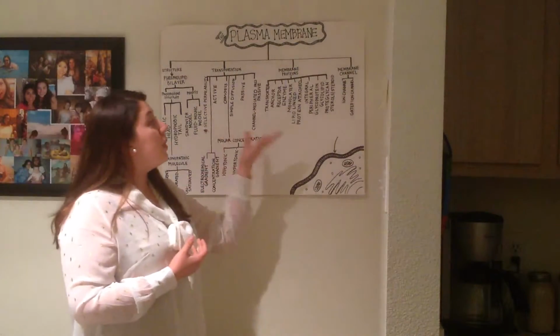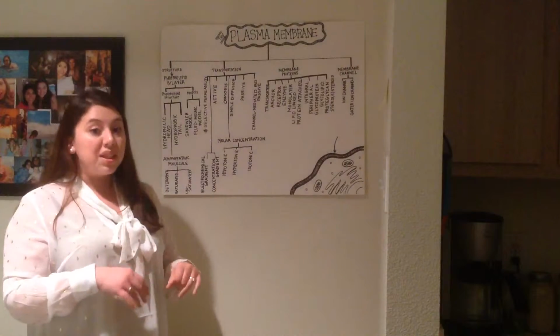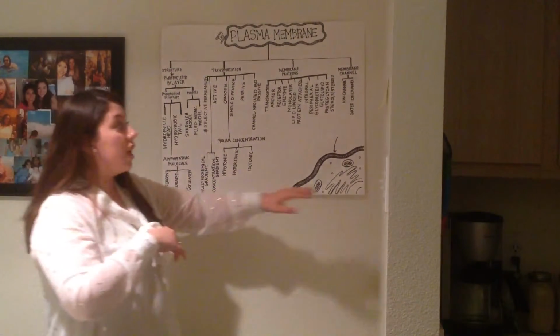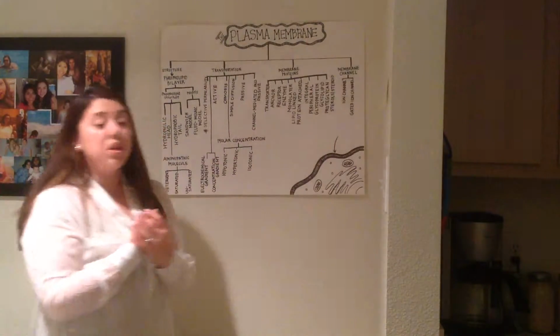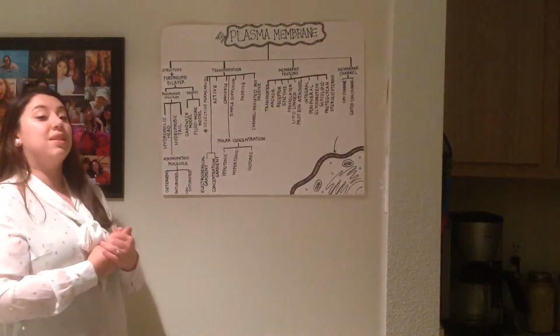Ion channel could be under proteins as well because it is a pore-forming protein. However, since it does form a pore, it becomes a channel, and I kept it under membrane channel for that reason. But it could be under membrane proteins as well.